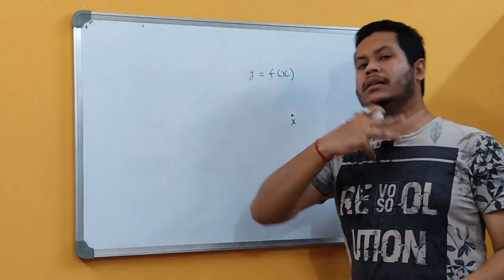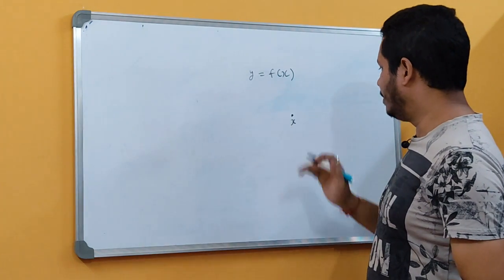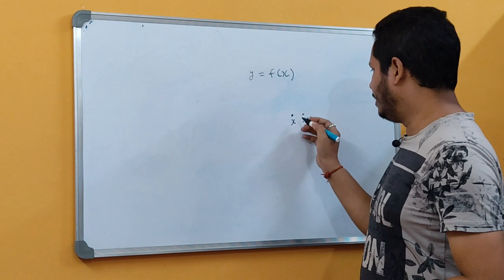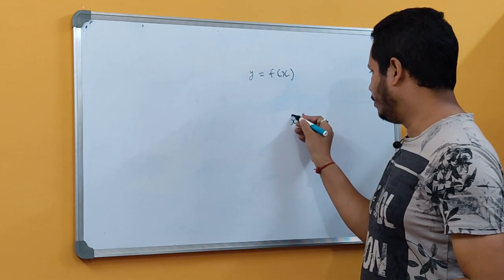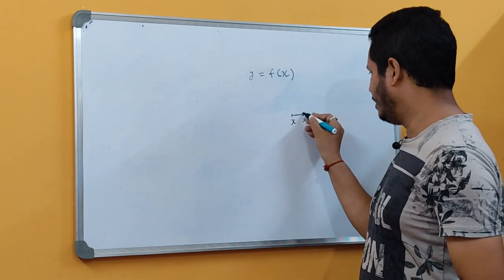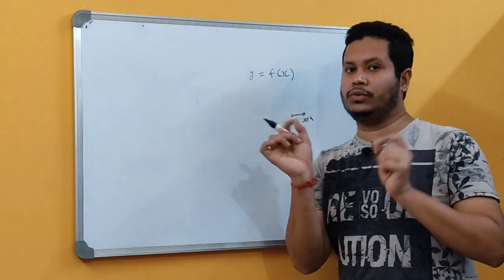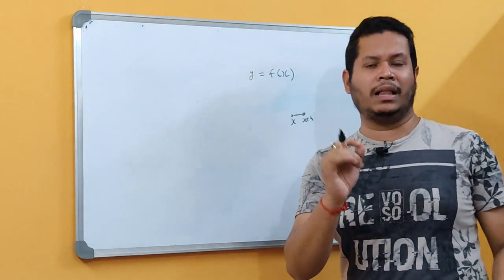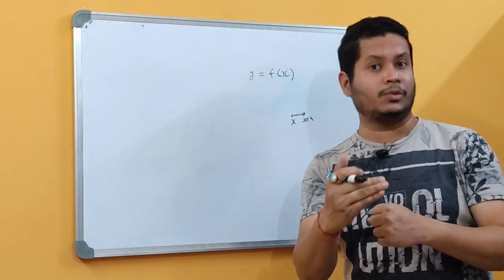So let me take another point in the neighborhood of this point, and let me name it as x plus h. So this much I think is very clear to all of you, that x and x plus h, these 2 points are very close to each other. So basically the distance between these two is so small that it's almost near to 0.